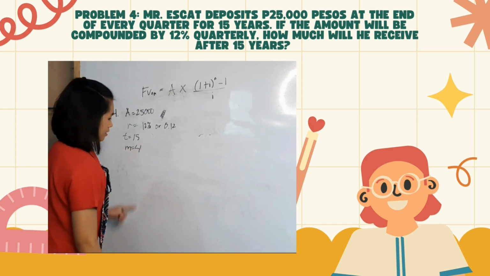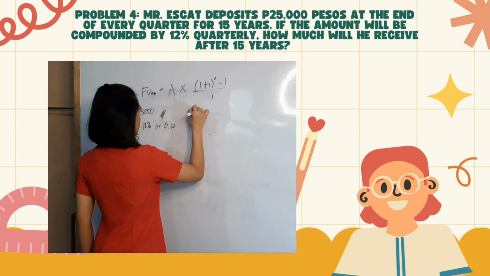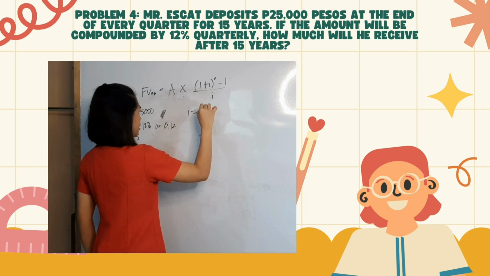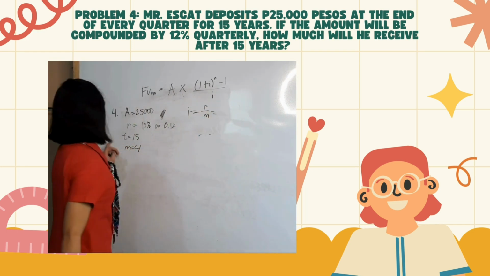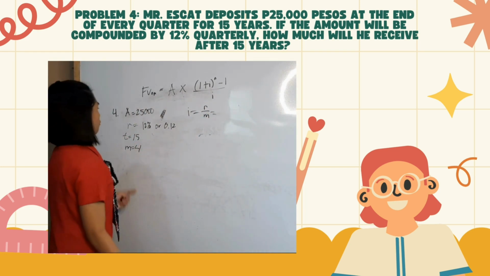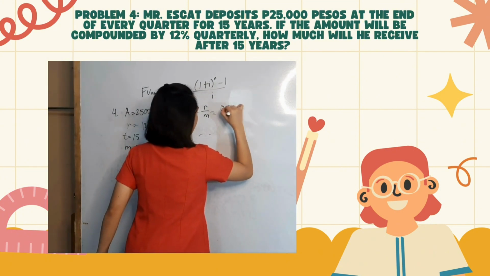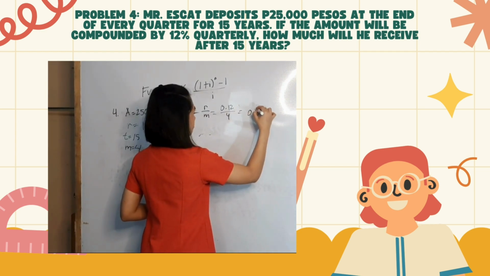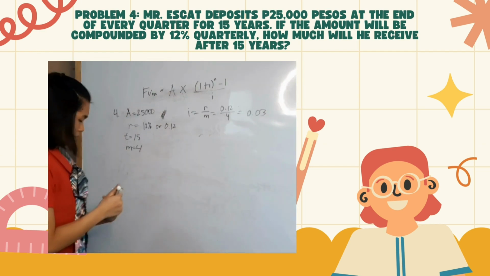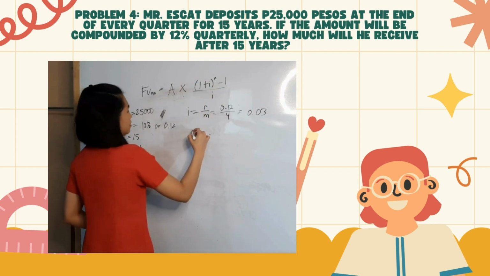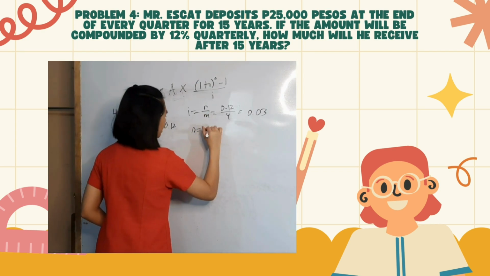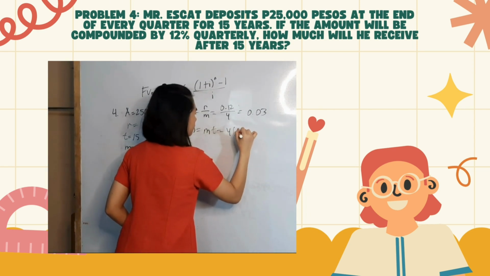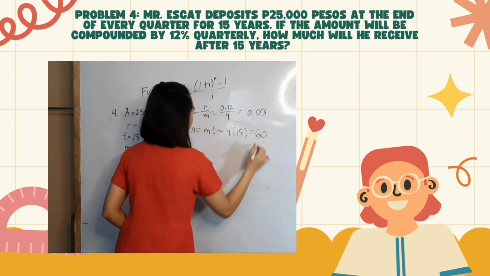Then we will also have letter i. Let's calculate it by dividing r and m together. So our r, that's 0.12 divided by 4. Use your calculators, class. So that will be 0.03. We also have n in here. So n is calculated by multiplying m and t, where m is equal to 4 times 15. So 4 times 15, that's 60.